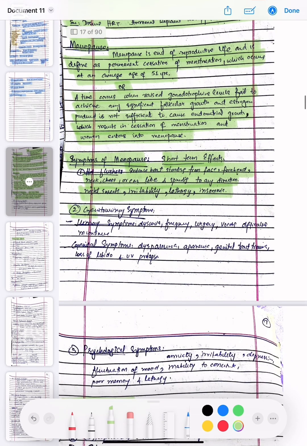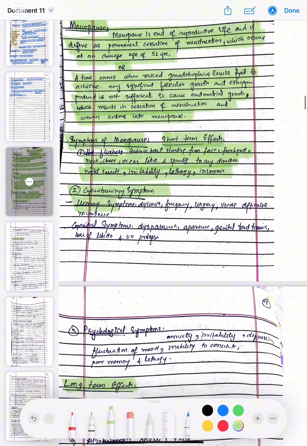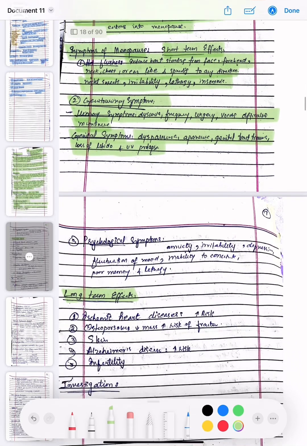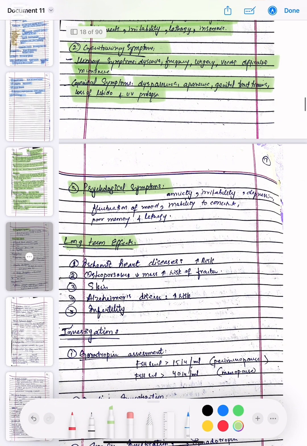Then we have the genitourinary symptoms, which are urinary symptoms: dysuria, frequency, urgency, and incontinence. Then we have the general symptoms, which are dyspareunia, apareunia, genital tract trauma, loss of libido, and uterovaginal prolapse. Then we have the psychological symptoms, which are anxiety, irritability, depression, mood fluctuations, inability to concentrate, and poor memory and lethargy.